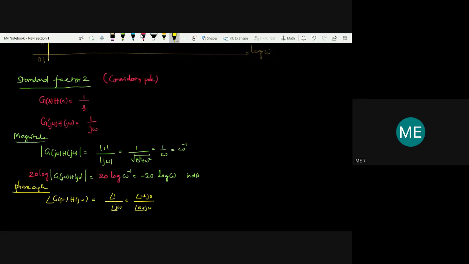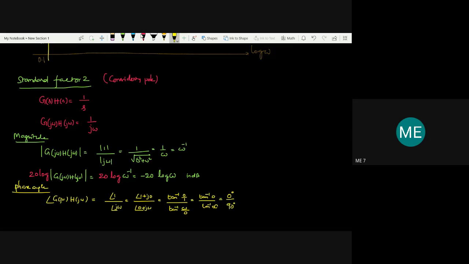So here, angle of 1 plus j0 can be written as tan inverse of 0 by 1, because k is greater than 0, and tan inverse of ω by 0. So what we can find out is tan inverse 0, and tan inverse of infinity. So tan inverse 0 is 0 degrees, and tan inverse infinity is 90 degrees.